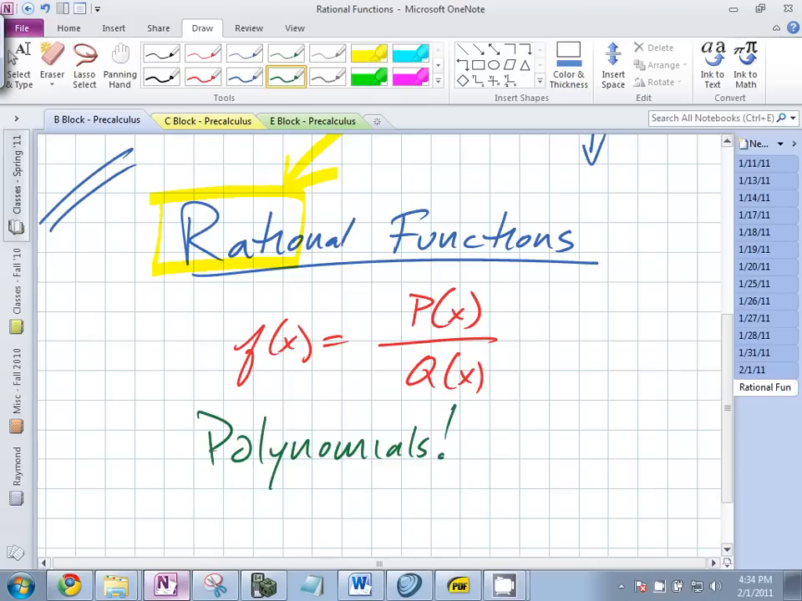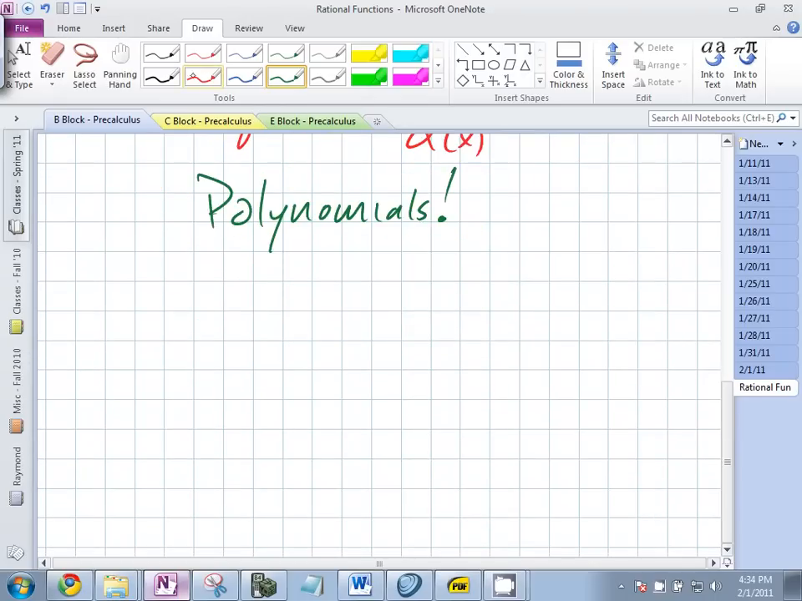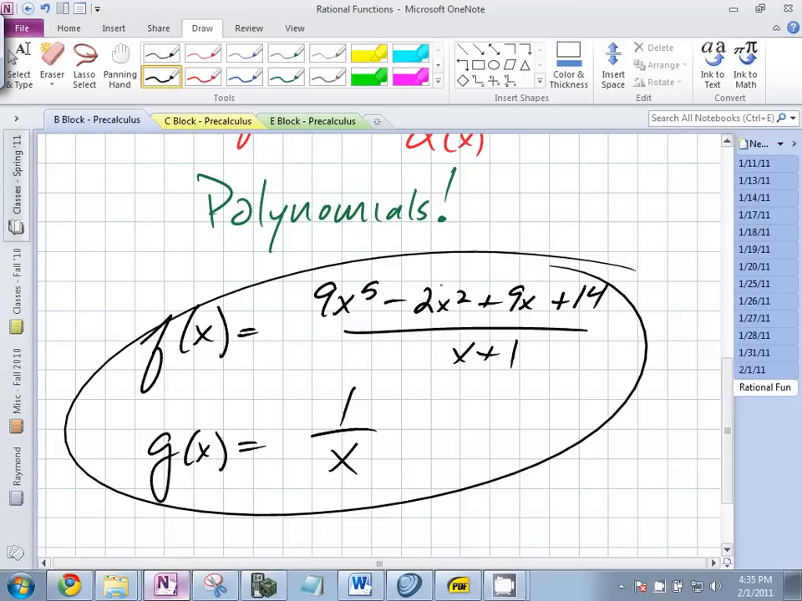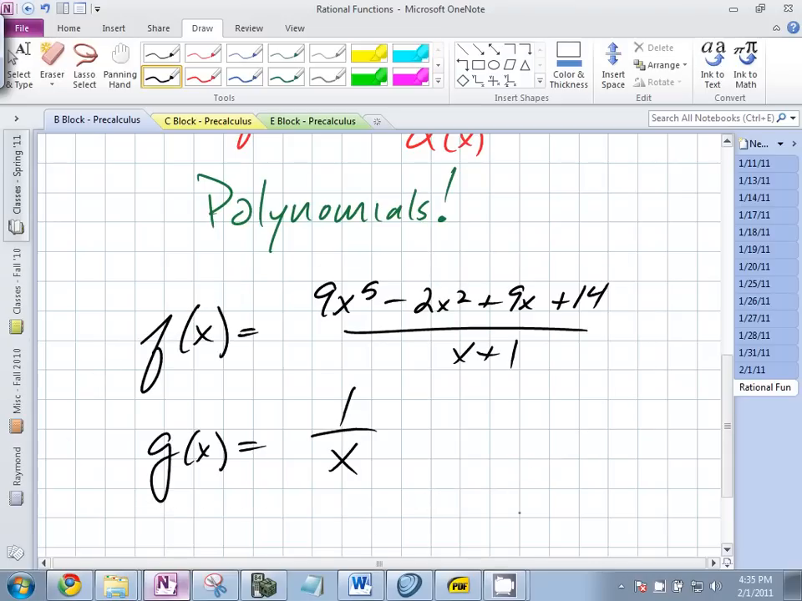You've seen tons and tons of polynomials. So, for example, one rational function could be 9x to the 5th minus 2x squared plus 9x plus 14 over x plus 1. It's a pretty exotic one. Another one could be 1 over x. In both of these cases, the numerator and the denominator are both polynomials, so therefore f of x and g of x are both polynomials.